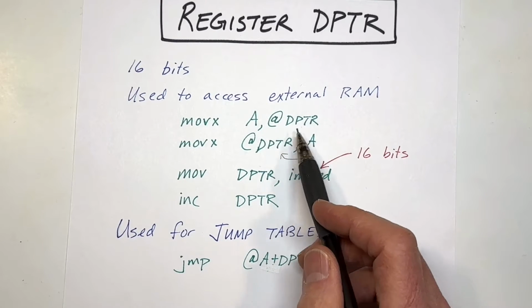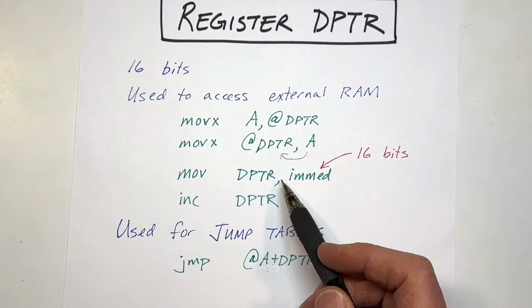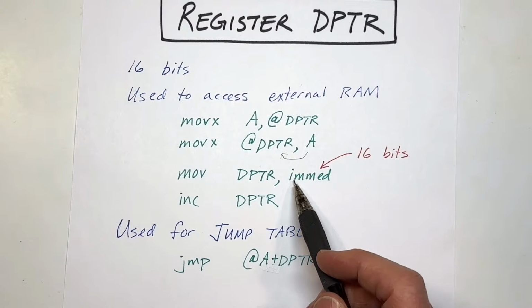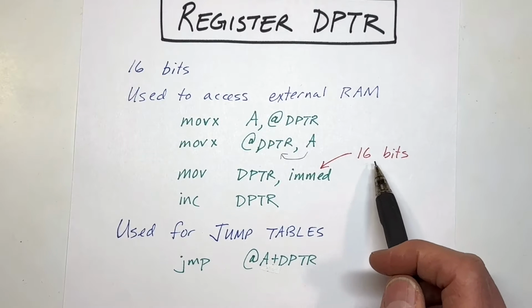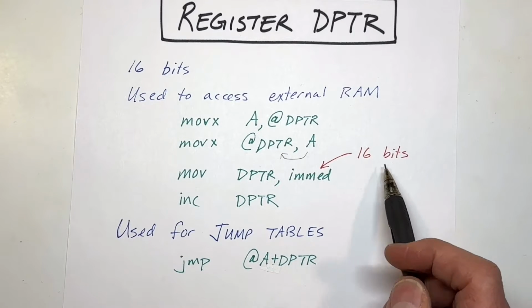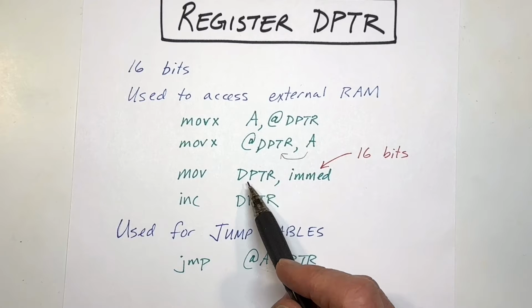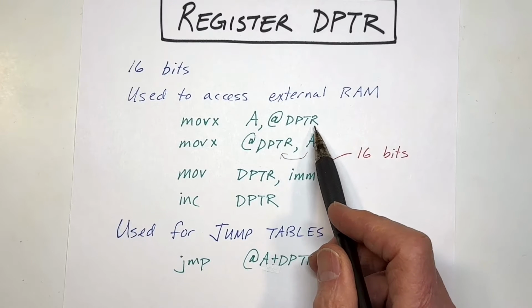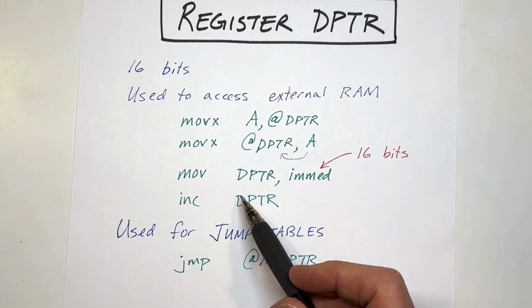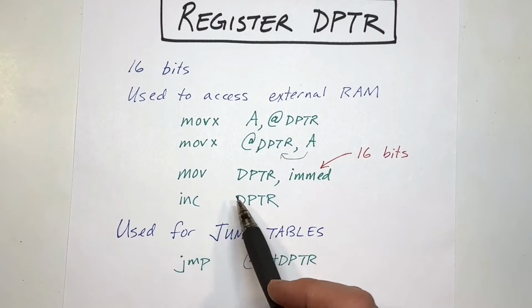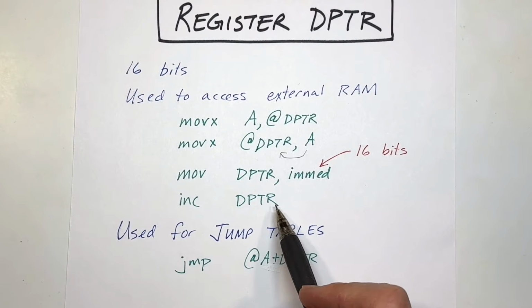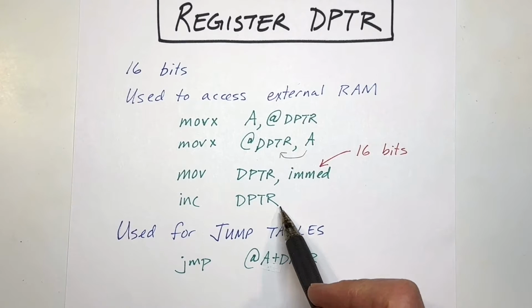We also need to put something into the DPTR to use it, and so there is a move instruction which takes 2 additional bytes or 16 bits, and it moves an immediate value into the DPTR, so we can move the address of the data that we're interested in. And if we want to walk through some data in the external RAM, we can make use of the increment DPTR instruction to increase the pointer by 1 byte at a time.